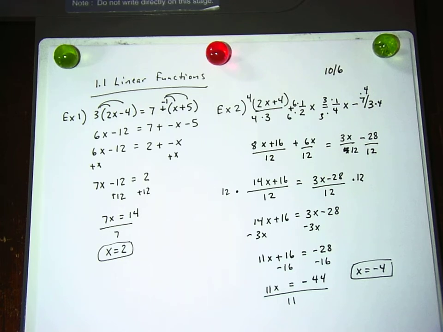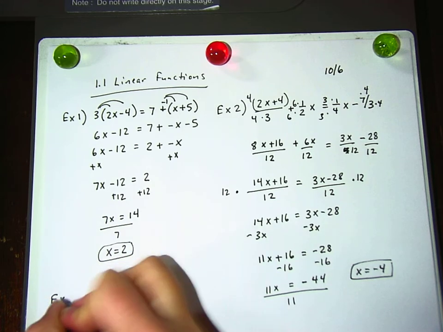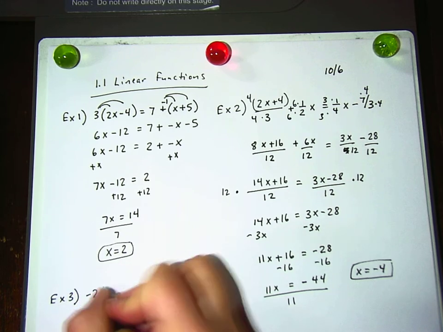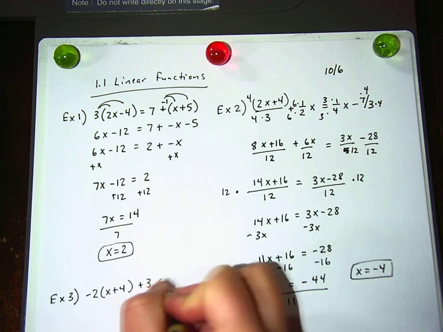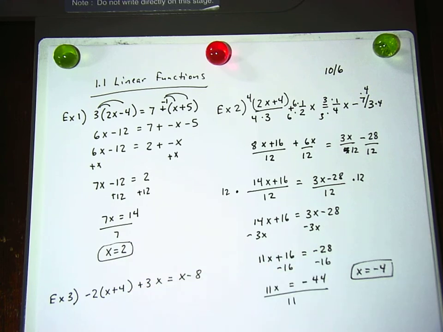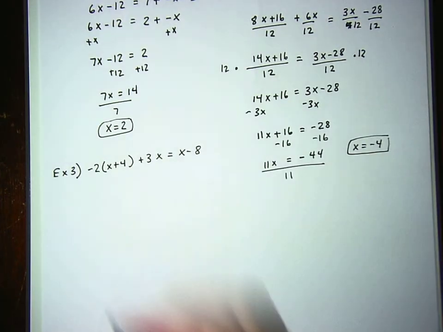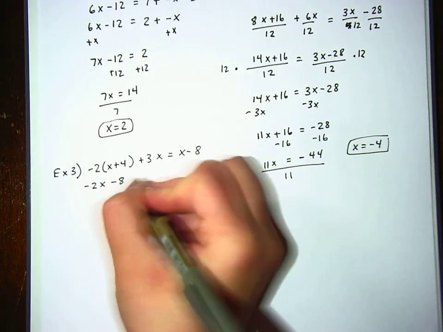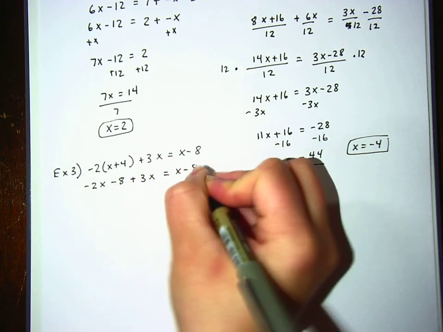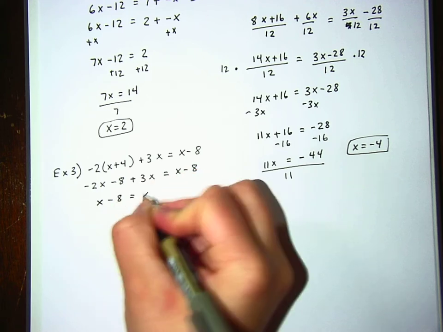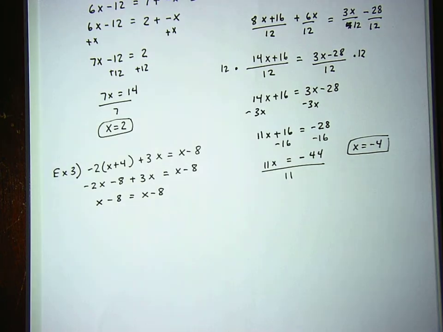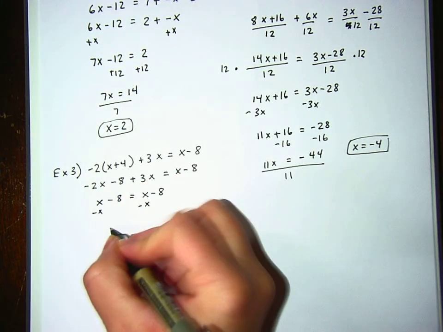Okay, now there are some problems that we're going to talk about where you end up with no solution or infinite solutions. So I just wanted to do a quick one of those each. So here I've got negative 2, x plus 4, in parentheses, plus 3x equals x minus 8. All right, distribute like normal. End up with x minus 8 equals x minus 8. And then if I move the x's, I end up with negative 8 equals negative 8.